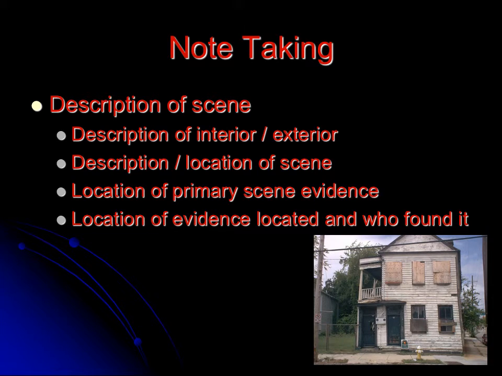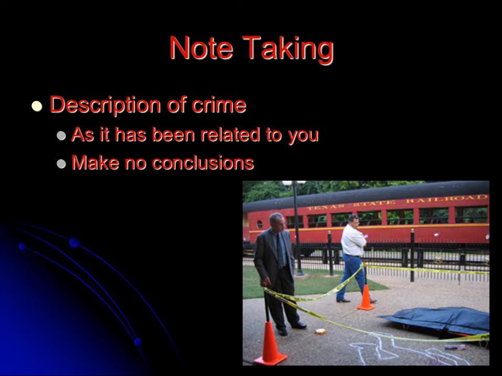When describing the scene, you describe how it was when you first approached. If it's a building, that's how the scene of the exterior was. If it's a field, the same type of thing. What it was: is it a single family residence, a multi-family apartment building? What was the type of scene? Because 5 years later you may have to recall that. The location of where the primary evidence was, if there was a body, where was it within the structure, and location of evidence as you go through, and who found that evidence and who collected it as well.